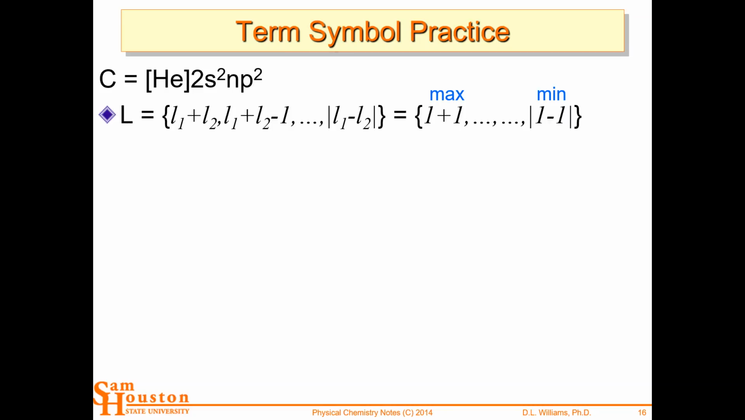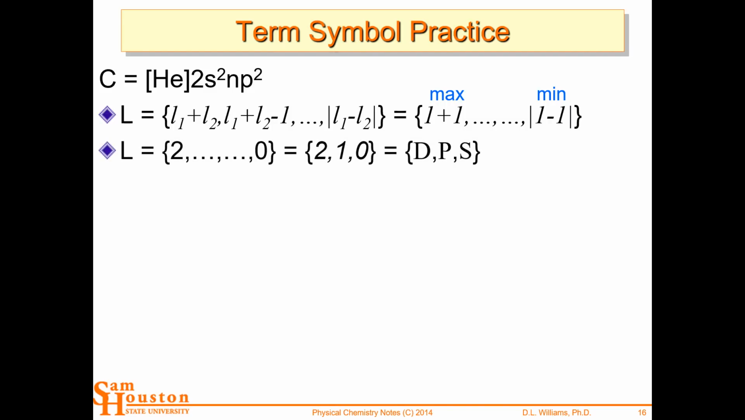And we subtract 1 from that max until we get to the min. So if a max of 2, min of 0, the middle term is 1. So it's 2, 1, 0. So those are the 3 terms that we're going to have. We're going to have a D term, which corresponds to the 2. We're going to have a P, which corresponds to the 1, and an S that corresponds to the 0. So that's where the big capital letters come from for the whole atom.